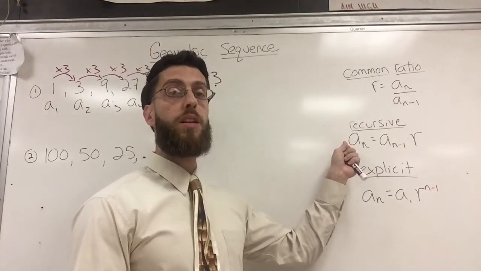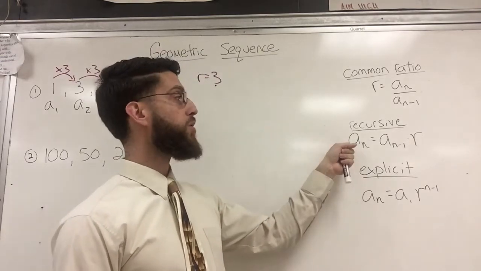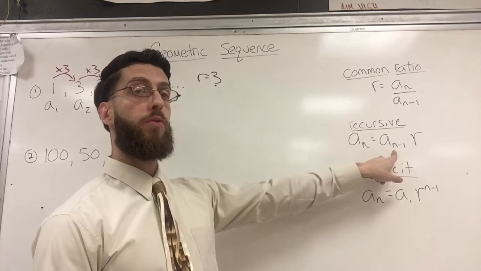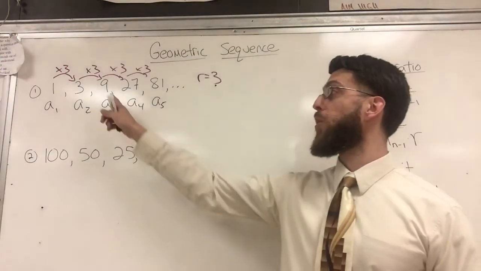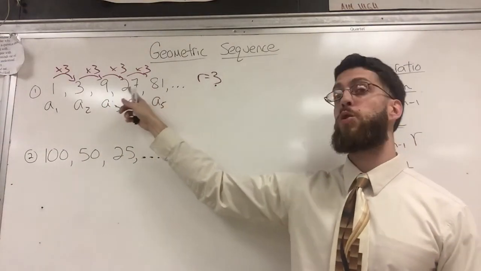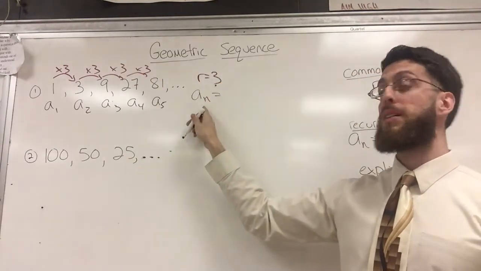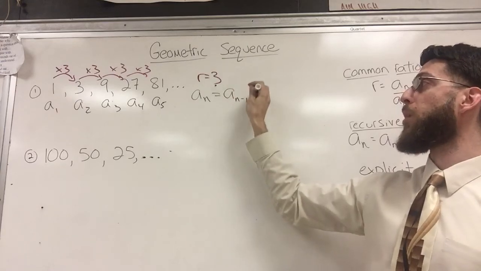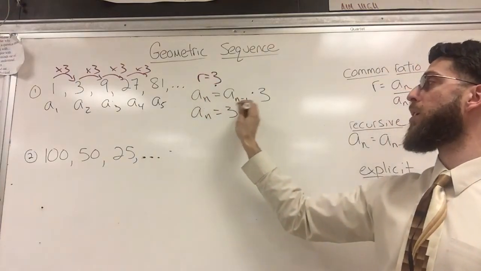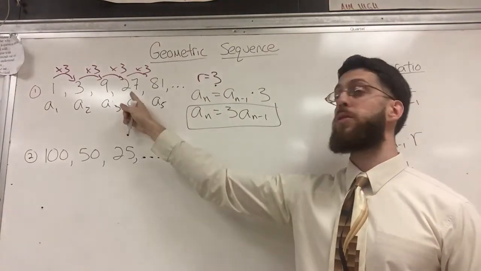Again, just like in an arithmetic sequence or an arithmetic series, there's a recursive and an explicit formula. Recursive formula, this time it says I get one term by taking the term right before it and multiplying by R. So I get to the 9 by taking 3 and multiplying by 3. I get the 81 by taking 27 and multiplying by 3. So any term I can get by taking the term before it and multiplying by my R, by 3. So you might see the formula like this. This is my recursive formula. This is how I get from one term to the next.